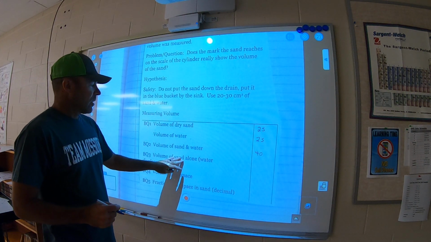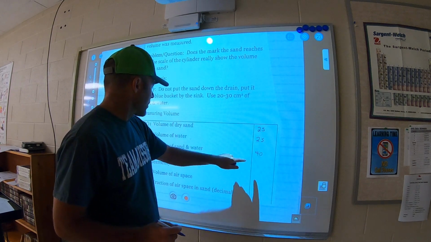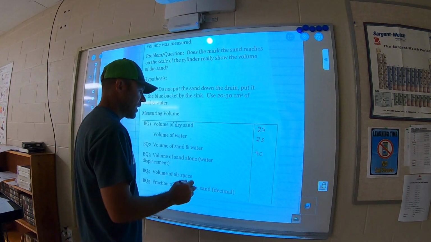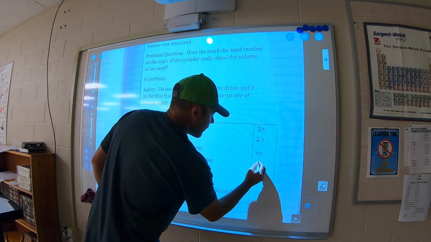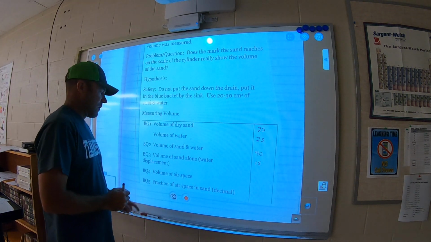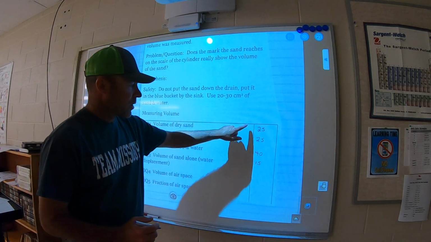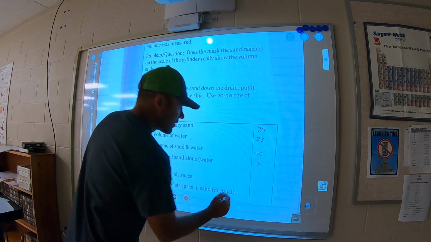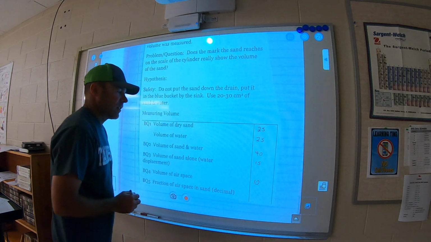So to find the volume of sand alone, we take the volume of sand and water minus the volume of water, so 40 minus 25, which is 15. As for the airspace, well, we thought we had 25. It turns out we only have 15, so 25 minus 15 gives us 10.